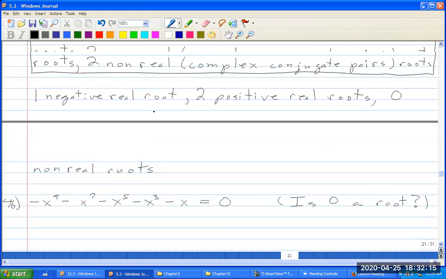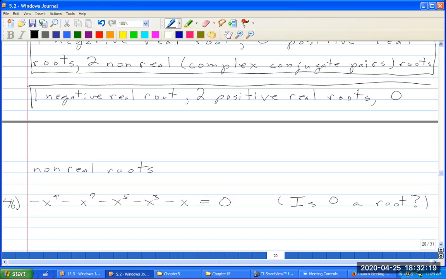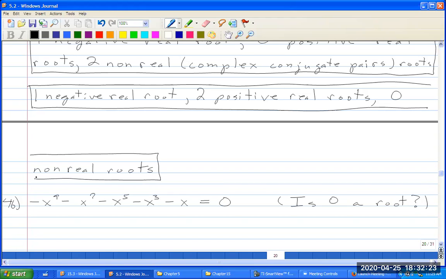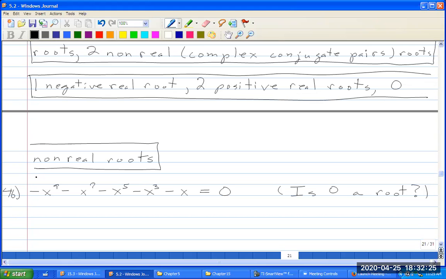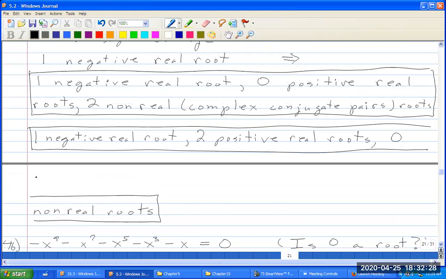Okay. So there are two possibilities. One negative, no positive, 2 complex conjugate pair roots, or 1 negative, 2 positive, no non-real roots, no complex roots.